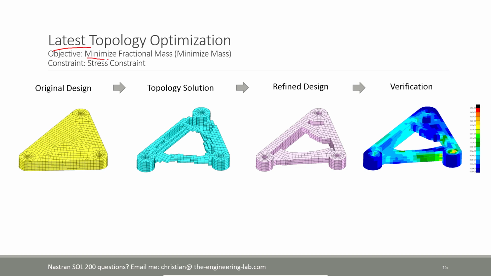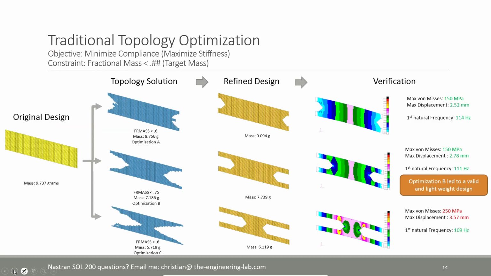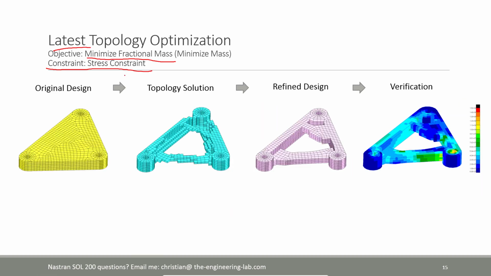This involves minimizing the mass, so you're trying to minimize the weight, and we can apply a stress constraint. If you're wondering which method you should use, I recommend testing both of them for your application. Each method works a little differently for each application. In some cases, the traditional method works best. In other applications, the latest method works best.